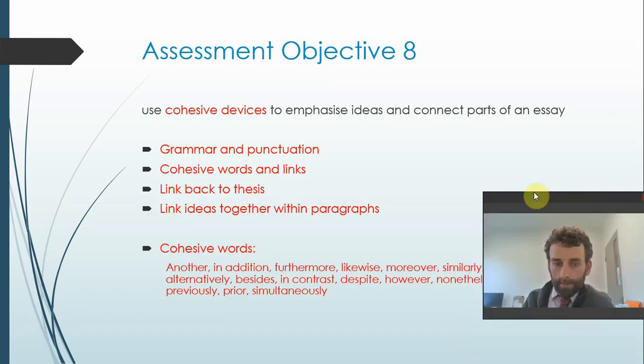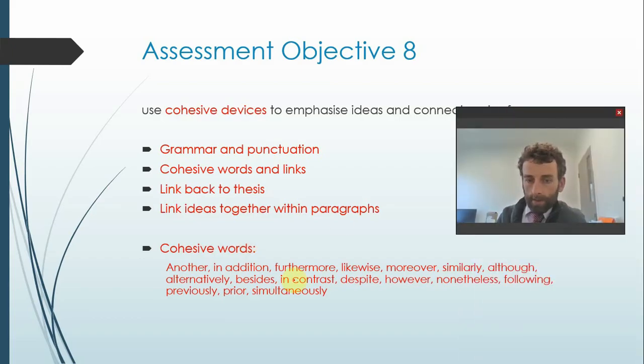Some cohesive words here: another, in addition, furthermore, likewise, moreover, similarly, although, alternatively. You can read it there. Okay, tons of different cohesive devices that could be used.